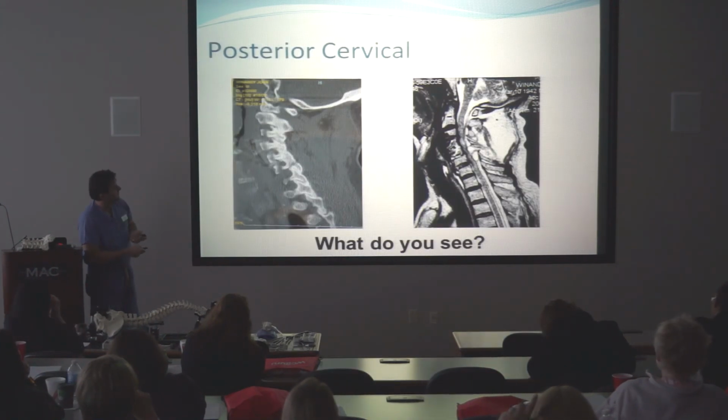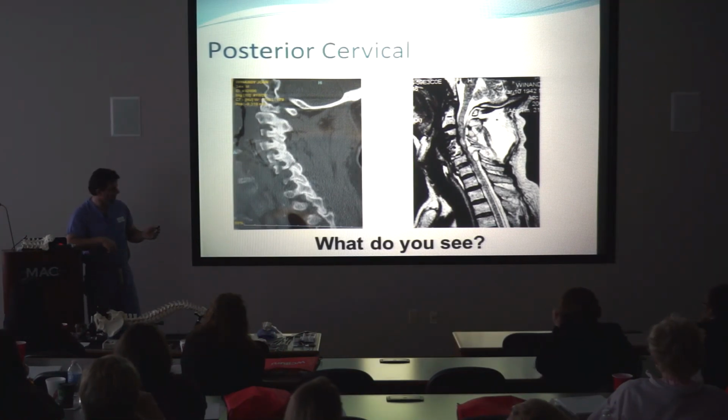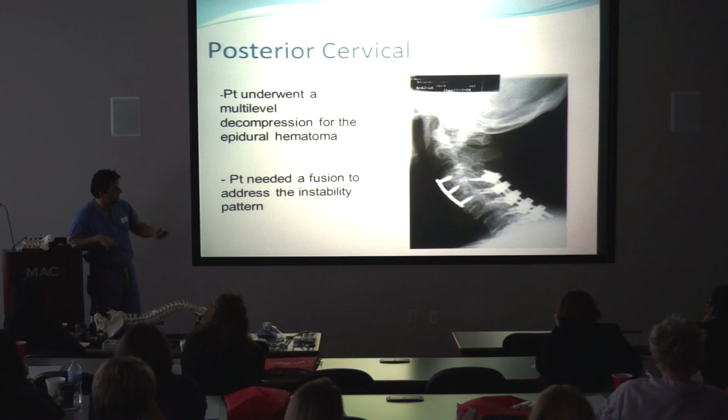Okay. There's an example of a patient who has an epidural hematoma. That's what these bubbles look like, this white fluid in here. It's pushing on the spinal cord. The patient was on Coumadin and had an injury with an epidural hematoma. This is an emergency. So you take them, decompress them, and fuse them at those levels to get the pressure off the spinal cord. All right, and that's what that looks like afterwards.